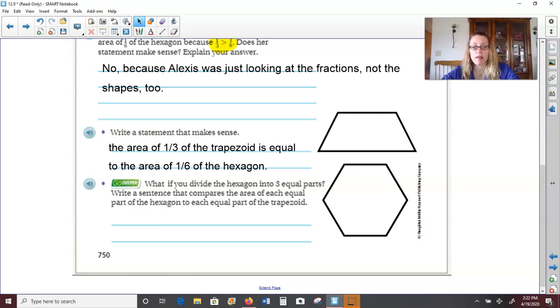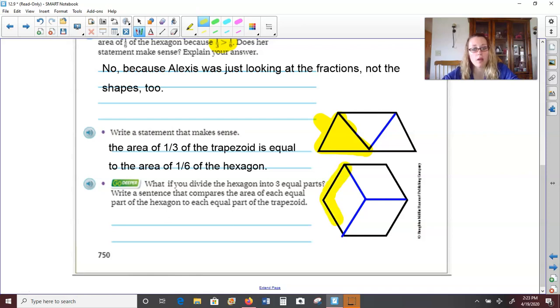If we go deeper here, what if you divide the hexagon into 3 equal parts? So I kind of pulled the hexagon down here, and now if we divide this into 3 equal parts, which is a little harder to do, and our trapezoid, remember we had 3 equal parts. So I'm going to make our trapezoid here have 3 close to equal parts. It says, write a sentence that compares the area of each equal part of the hexagon to each equal part of the trapezoid. So now that means we're looking at one of these pieces from the trapezoid and one of these pieces from the hexagon.